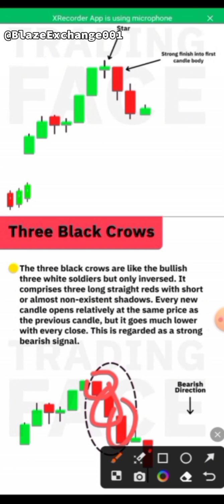You will not check if it is coming from a downtrend. Yeah, this is three white soldiers, you know, sometimes too. Likewise goes to three black crows. You now see these three black crows, red, red, red.